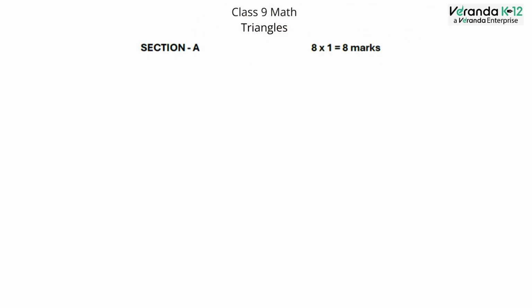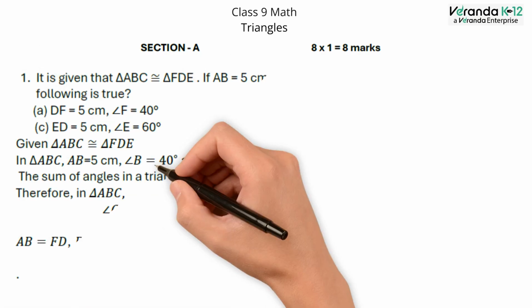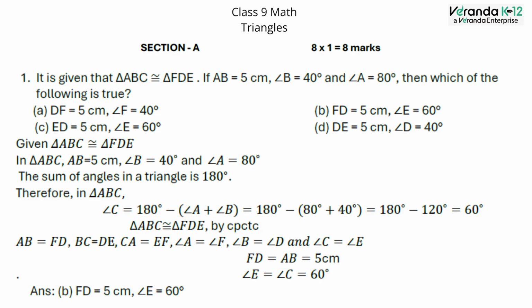Hello everyone, let's discuss a few sums from the class 9 math chapters triangles and Heron's formula. Section A, first question: it is given that triangle ABC is congruent to triangle FDE and AB is 5 centimeter. Angle B is 40 degree and angle A is 80 degree. Then which of the following is true?